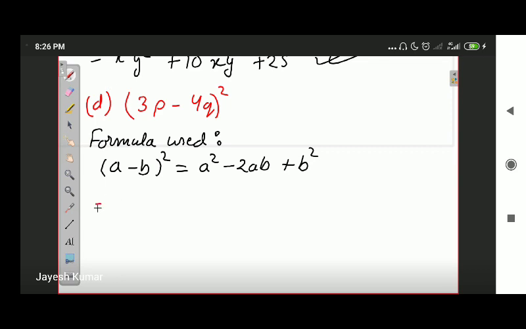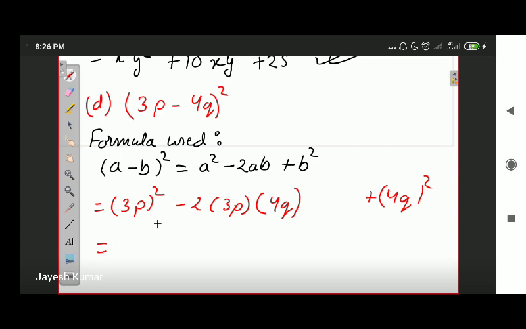In place of a, I will write 3p. In place of b, I will write 4q. No need to bother with the negative sign inside the bracket. That is all handled by the formula, where a is 3p and b is 4q. You are not required to bother with the negative sign inside the bracket. Don't say, sir, it is minus 4q and we have written plus 4q. That is all considered in the formula. You don't have to worry about it.